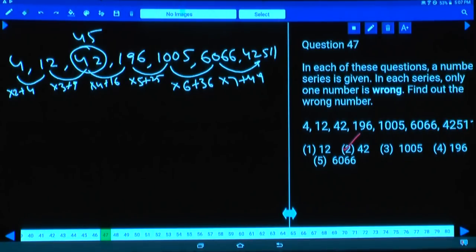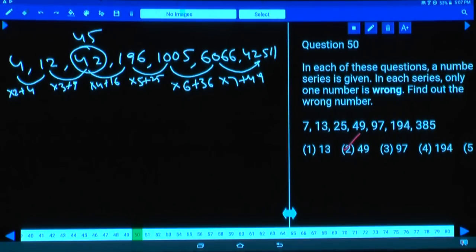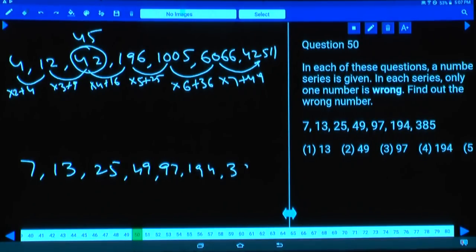Then question number 50. 7, 13, 25. The numbers are increasing at which rate? They are increasing at a very smaller rate. Hence it must be under difference. 7, 13, 25, 49 and 97. Next one, 194 and finally 385.